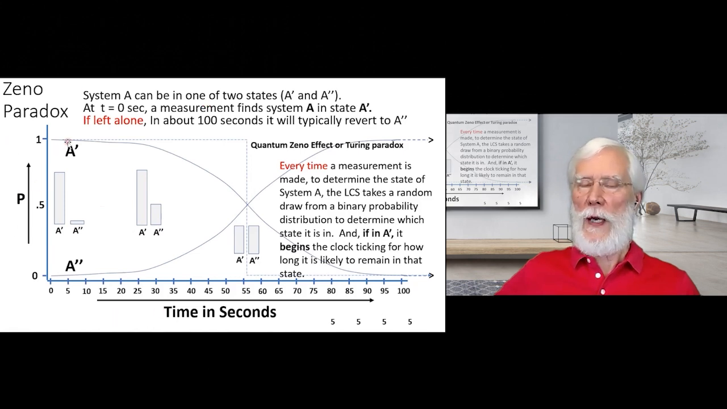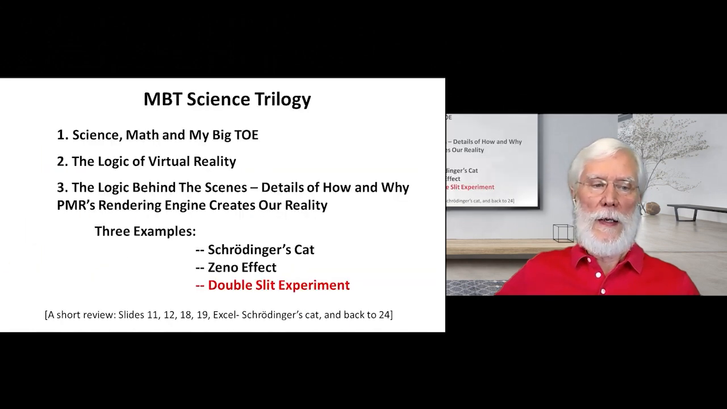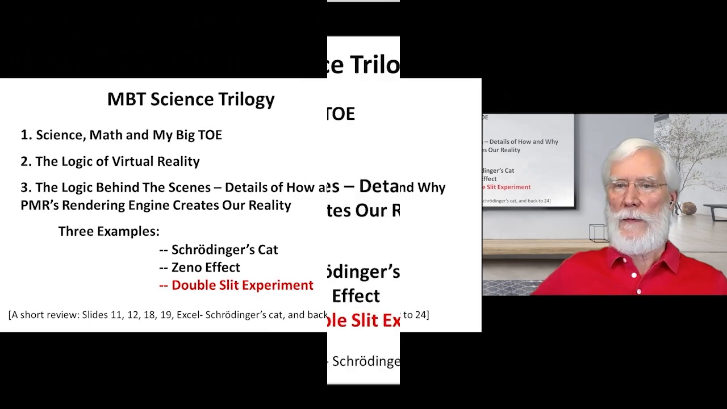So even if this were a lot more complicated and a lot more complex than what I've drawn, still the digital version makes it simple to explain how the Zeno paradox works. Okay. All right. Now, next we go on to the double slit experiment.